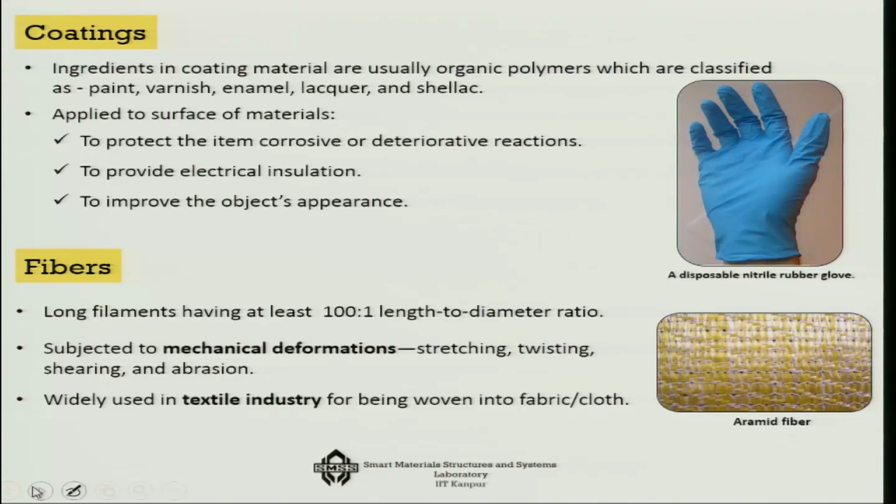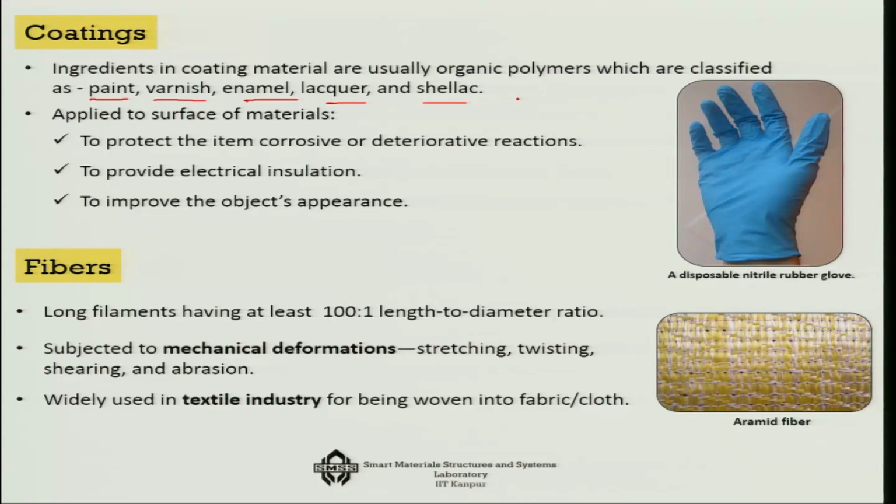You will see polymers in coatings. For example, in paints, varnish, enamel, lacquer and shellac, and they are used to protect the surface from corrosion, for electric insulation, and to improve the appearance of an object, you apply the polymeric colors. So that is for the coating.